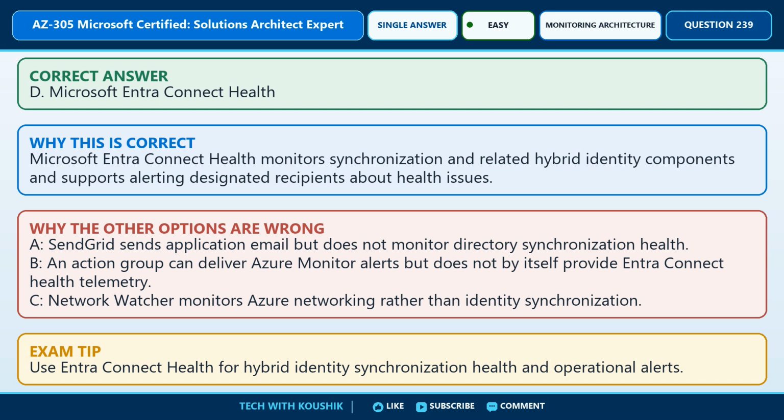The other choices do not satisfy the requirement because: A, SendGrid sends application email but does not monitor directory synchronization health. B, an action group can deliver Azure Monitor alerts but does not by itself provide Entra Connect Health telemetry. C, Network Watcher monitors Azure networking rather than identity synchronization. Use Entra Connect Health for hybrid identity synchronization health and operational alerts.